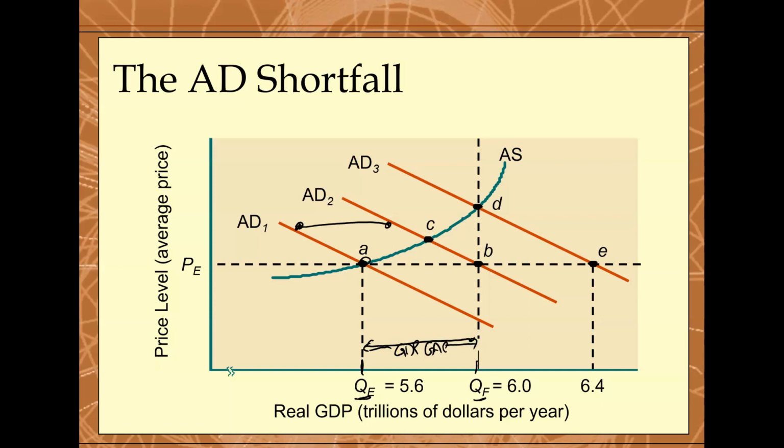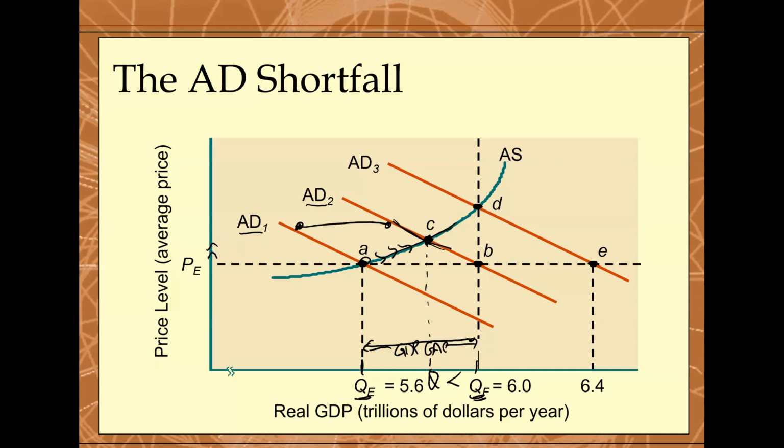We see that the new intersection, going from AD1 to AD2, the new equilibrium is going to be point C, because that's where the AD curve and the AS curve cross. But look where that leads us. It leads us to an equilibrium level of output that's less than the full employment level of output. What we need to do is take into account that as the AD curve shifts, we start moving up the AS curve, which means prices are starting to go up. When prices go up, that eats away at some of that demand.